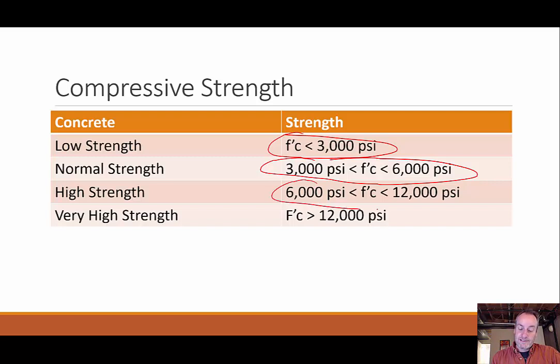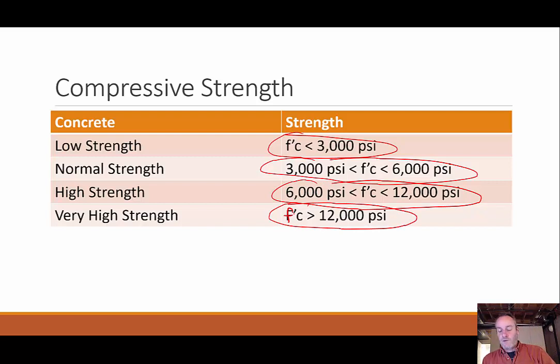High strength is between 6,000 and 12,000. It's very dry usually. It may have some other additives, and you're probably using that high strength cement. You can have very high strength with a compressive stress greater than 12,000 psi. So these are very special projects if you're using that very high strength concrete.